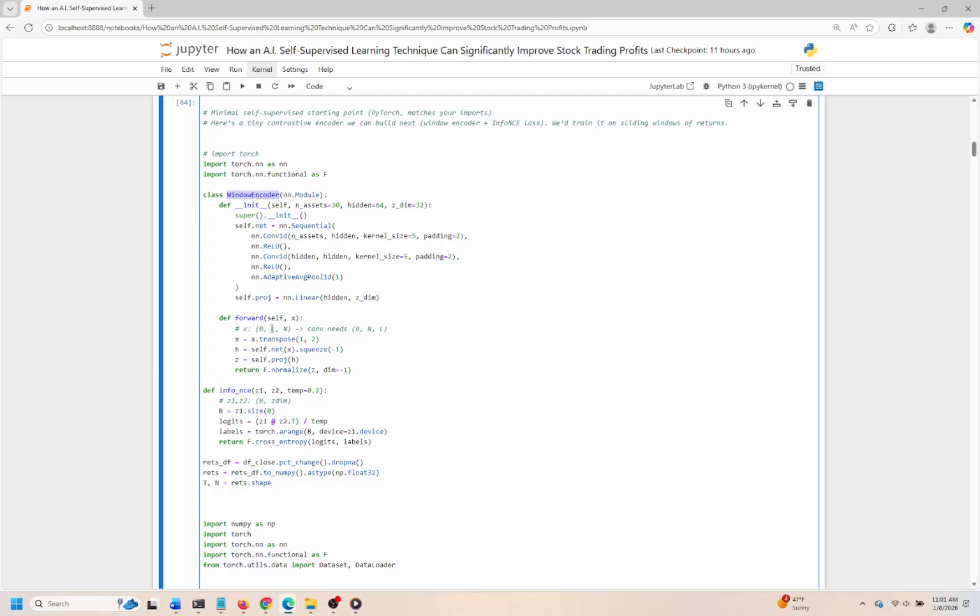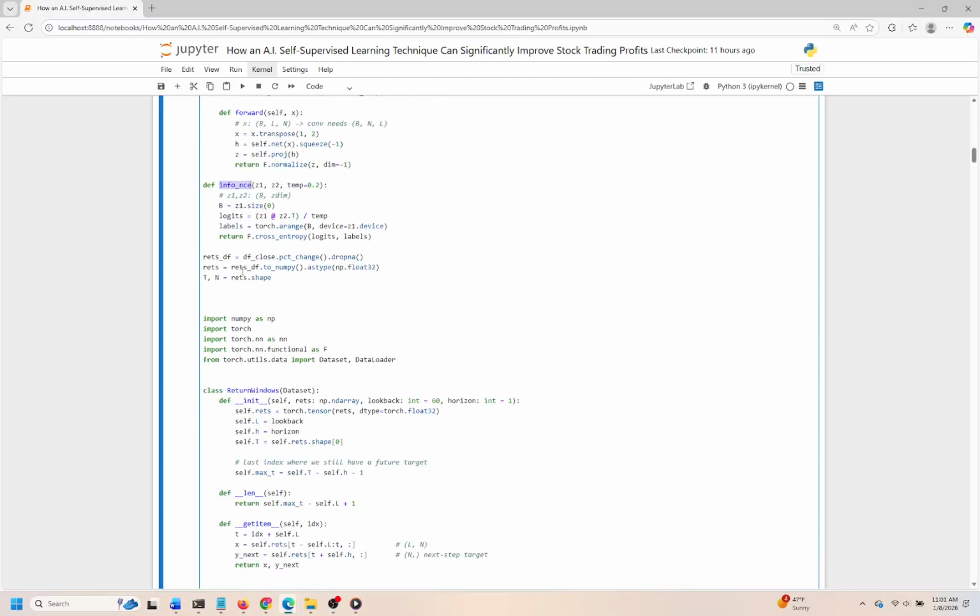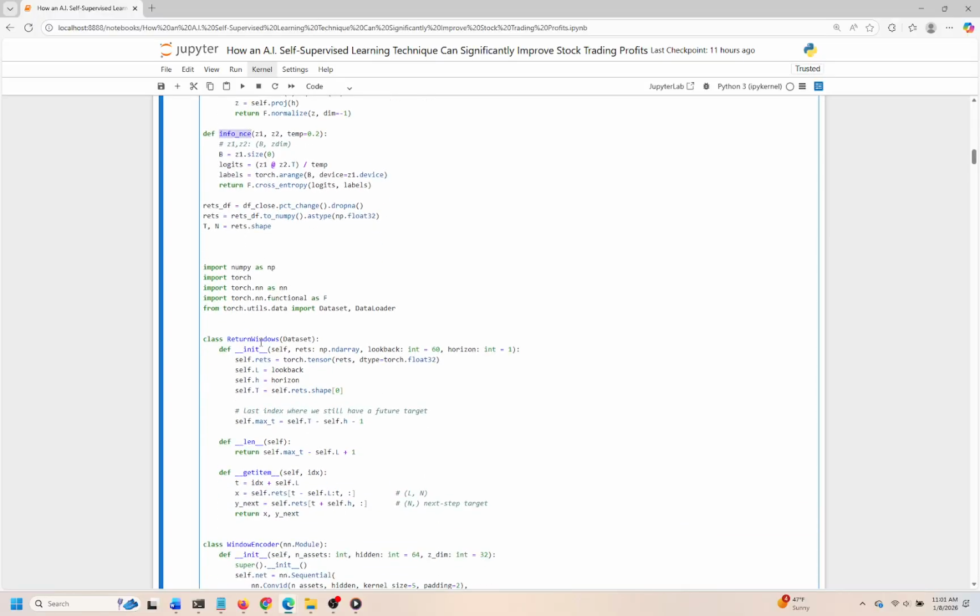Next, we delve into the InfoNCE loss function, which is pivotal for training our model in a self-supervised manner. This function compares embeddings derived from two augmented versions of the input data. The underlying goal is to bring similar representations closer together in this new space, while pushing dissimilar ones apart. The loss computation also includes a temperature parameter to help scale the logits correctly.